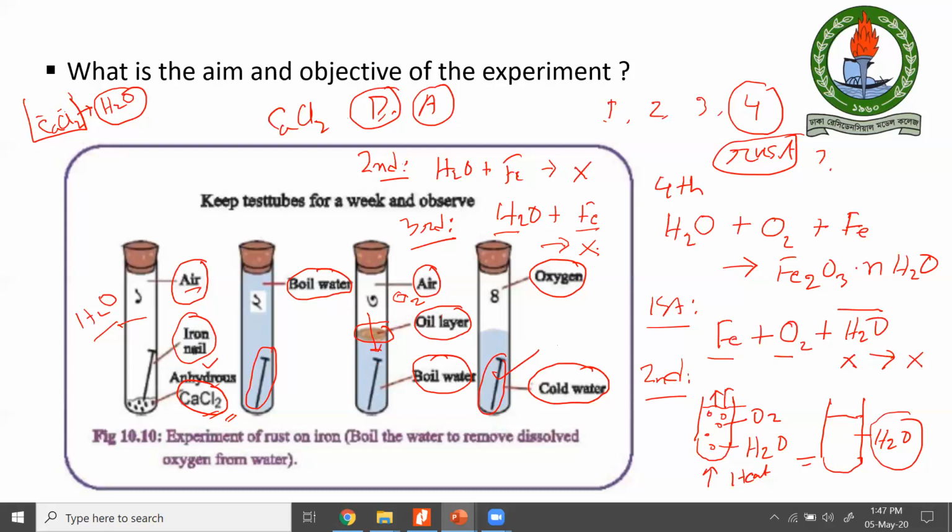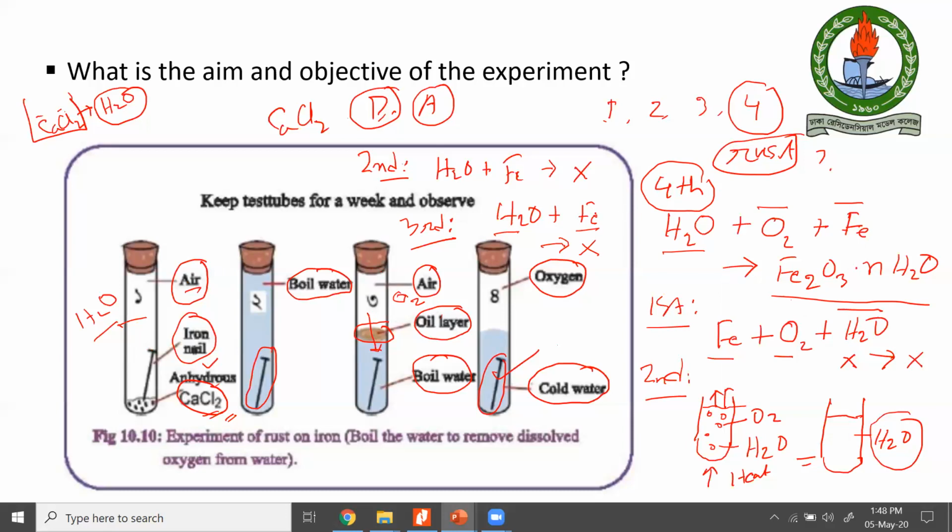So finally, we see that we have four different test tubes with different chemicals present, and they participate in chemical reactions to form rust. In the fourth test tube, we have all the chemicals needed for rusting: water present, oxygen present, and iron present. So in the fourth test tube, we get rust. On the other hand, in the first, second, and third test tubes, sometimes water is absent, sometimes oxygen is absent, so they cannot produce any rust.